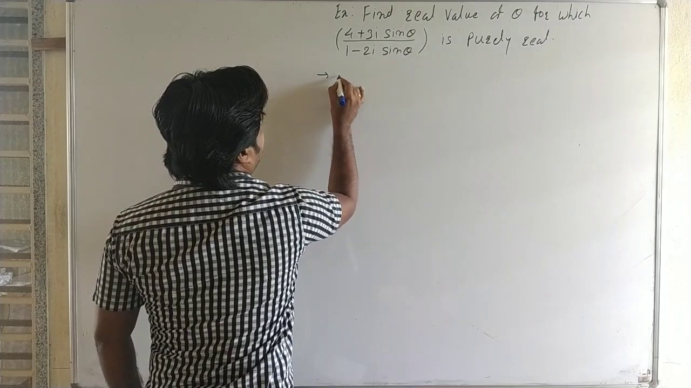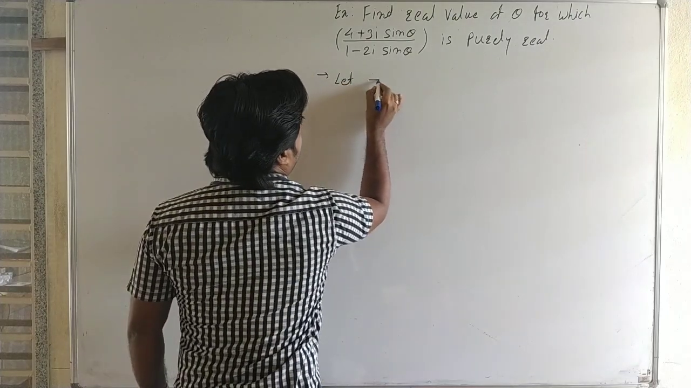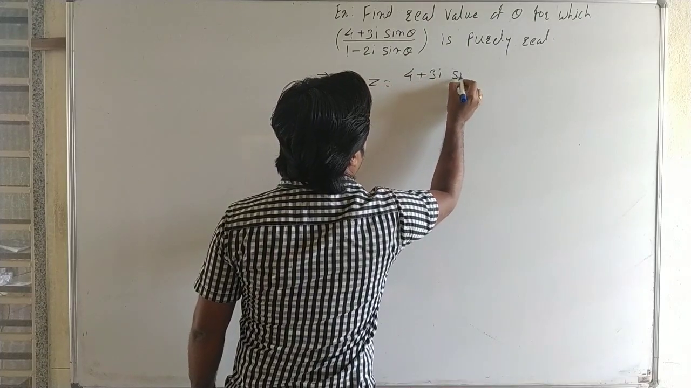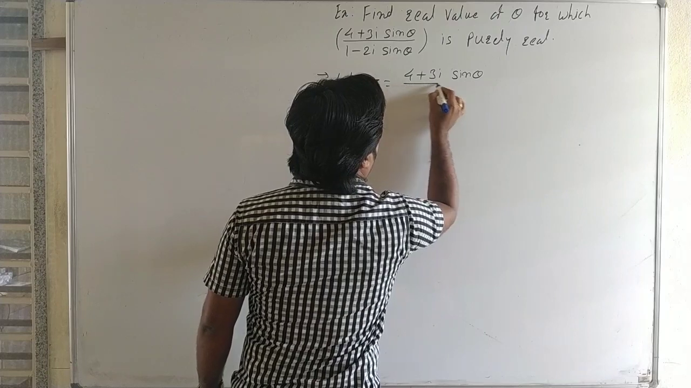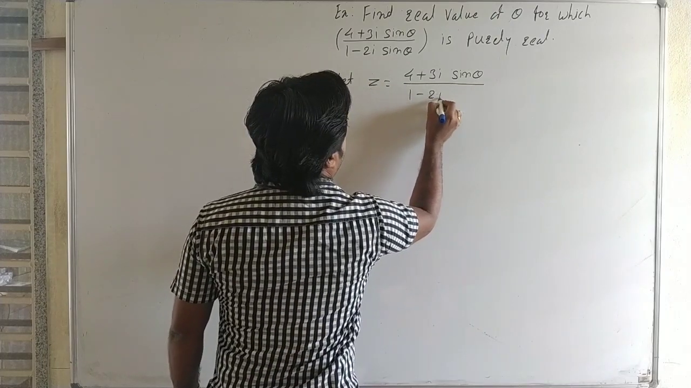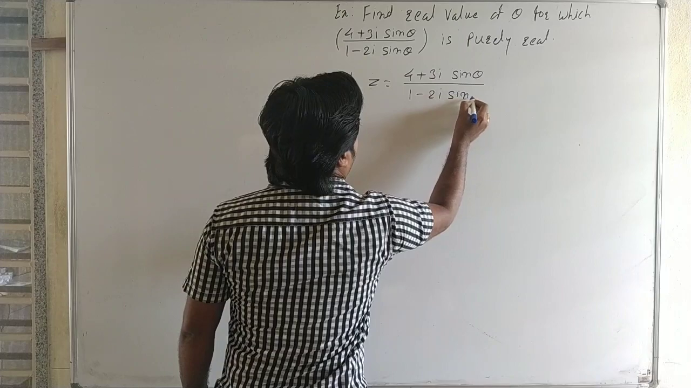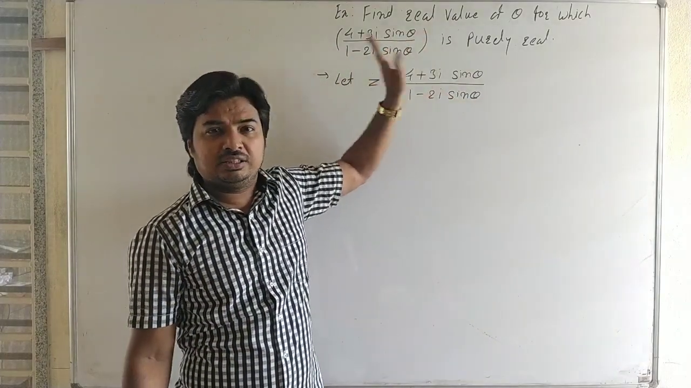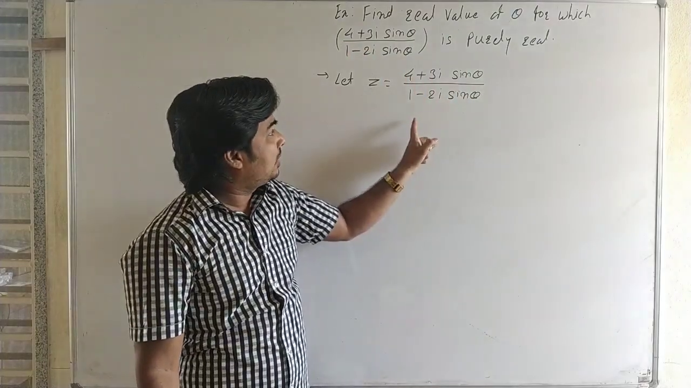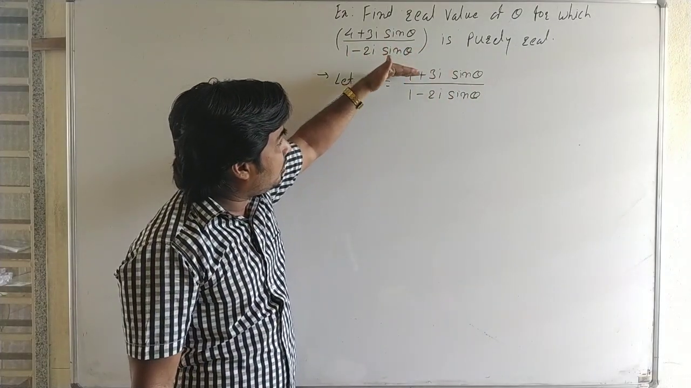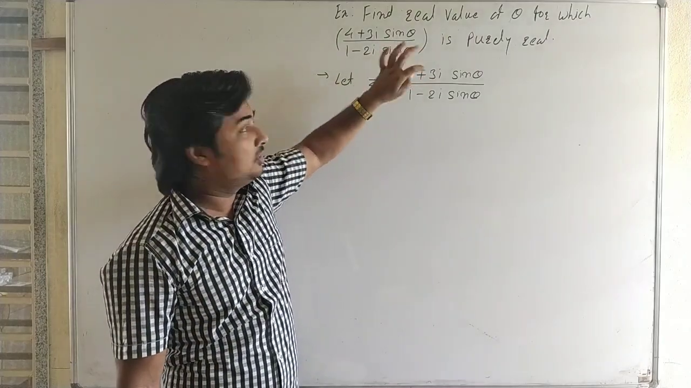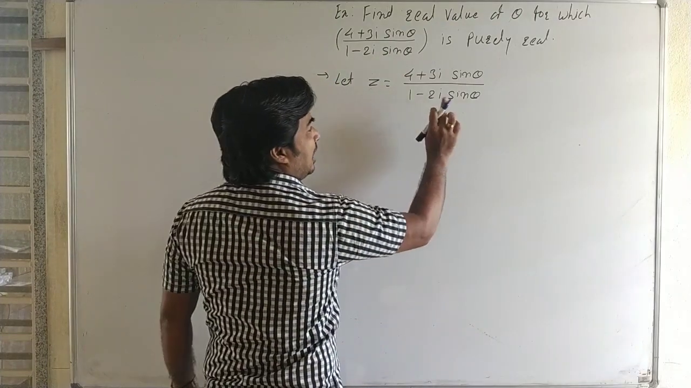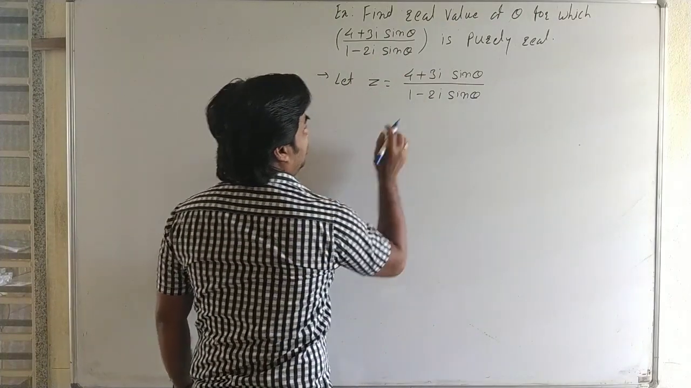Let z is equal to 4 plus 3i sin theta upon 1 minus 2i sin theta. Then this number is purely real, that is, the imaginary part is 0. But this number is of the form of division of two complex numbers. First we find the division of this complex number, that means multiply numerator and denominator by the conjugate of the denominator.